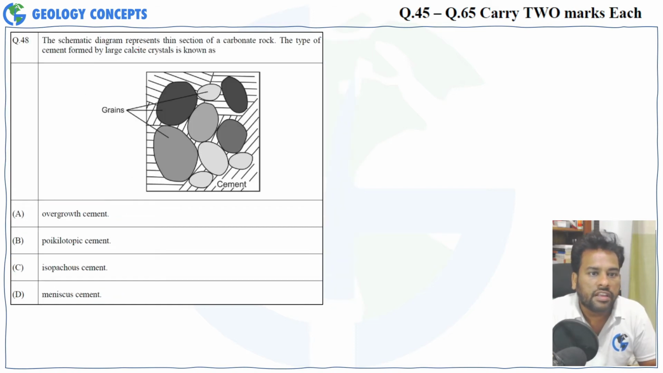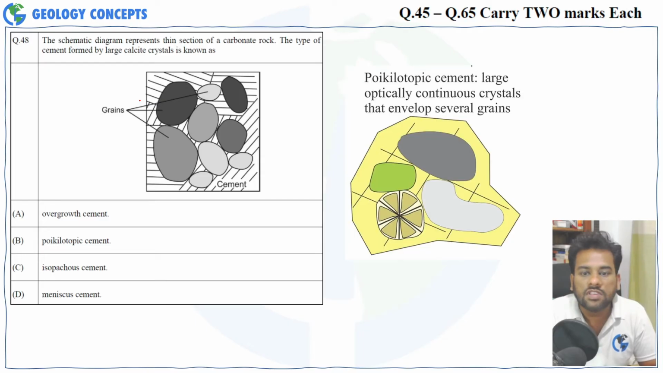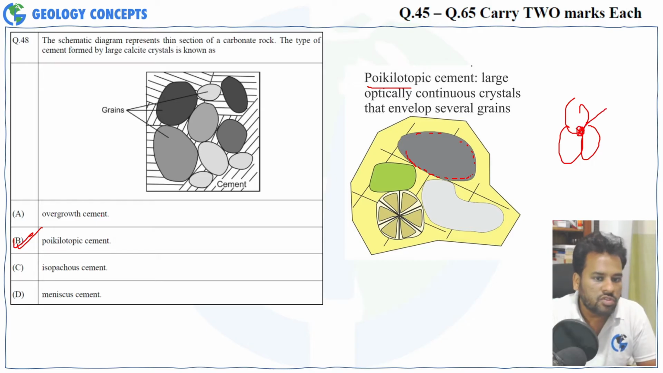The schematic diagram represents a thin section of a carbonate rock. The type of cement that is formed by large calcite crystals is known as poikilotopic cement. Large optically continuous crystals envelop several grains. The cement here is calcite. So B is the correct option. See, overgrowth is generally around the crystal. Isopachous is like a linear, fibrous kind of thing. Meniscus is between two crystals, where the gap is there. So B is the correct option.